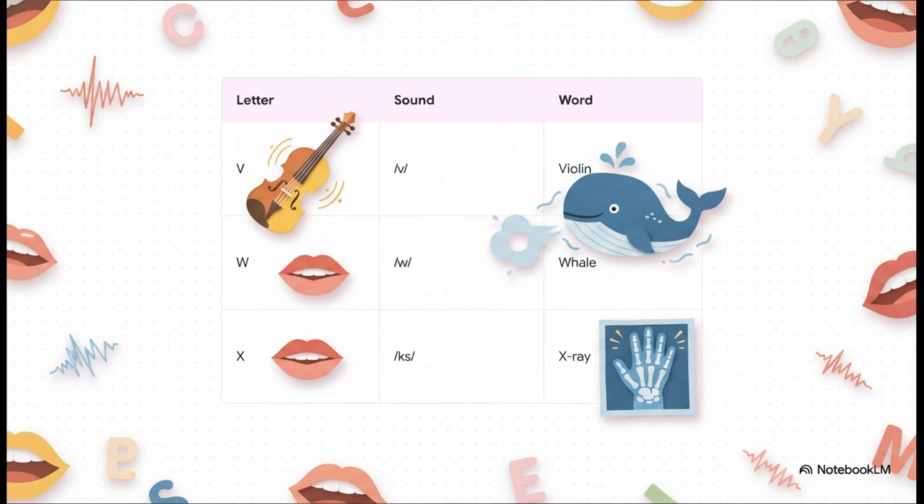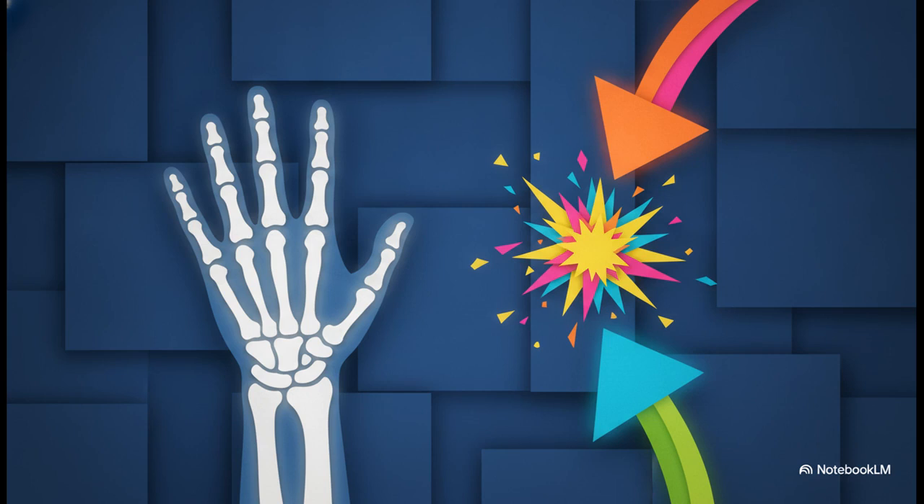Vuv, vuv, violin. Next is W, which requires rounding your lips and pushing a breath of air straight through. W, w, whale. And then there's X. The letter X is special because it doesn't really have its own unique sound. Instead, it mashes a K and an S sound together. Try it. X, x, X-ray.